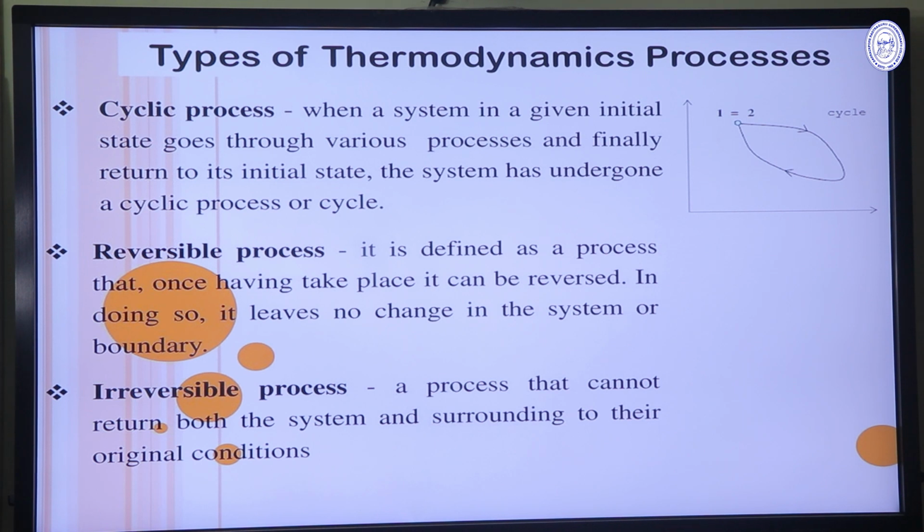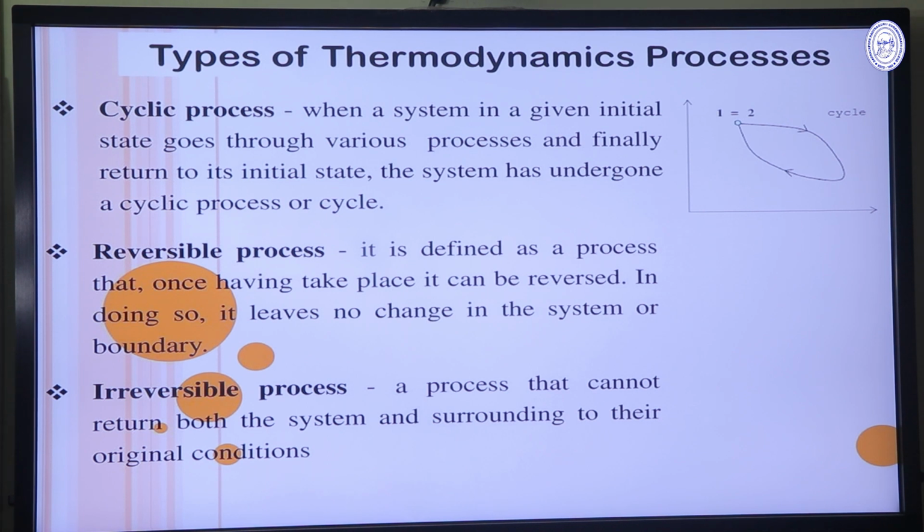So, what are these? As the name suggests, the cyclic process means the point from where it starts, it will return to the same point. That means it is completing a cycle. So, when a system in a given initial state goes through various processes, no matter how many different infinitesimally small steps it is undergoing, and finally it is returning to its initial state, the system, we say, has completed a cycle, so we call such a process a cyclic process. Okay?